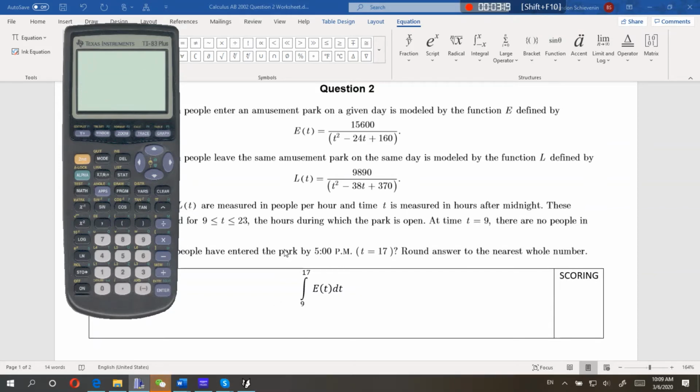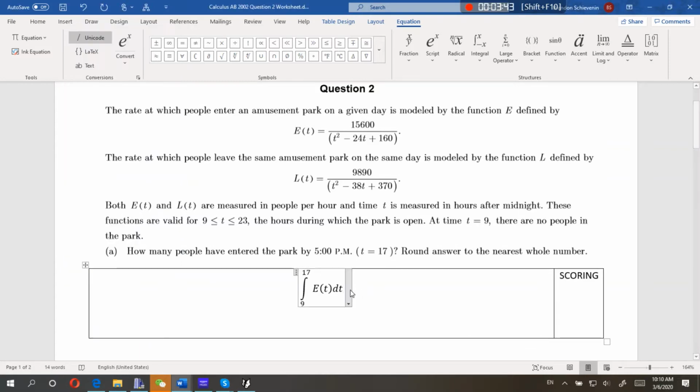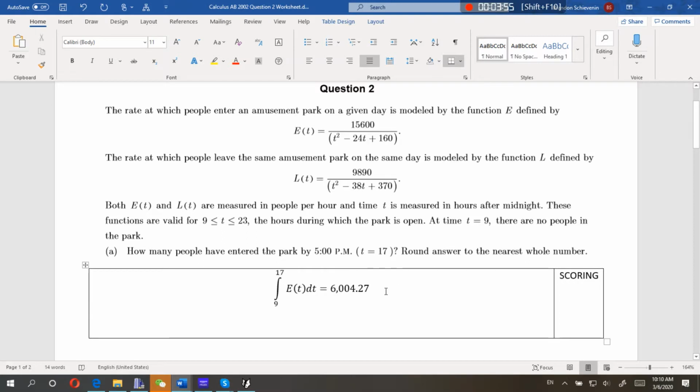Okay, then I'm going to quit out, and we're going to do this integral. So this is math 9 for integration, and we're going to integrate E of t, so that's y variables, function y1, in terms of x, from 9 to 17. Okay, 6004.27. I can't have 0.27 people though. So where should I round this to? 6004, perfect. So we could say 6004 people entered the park by 5 p.m.